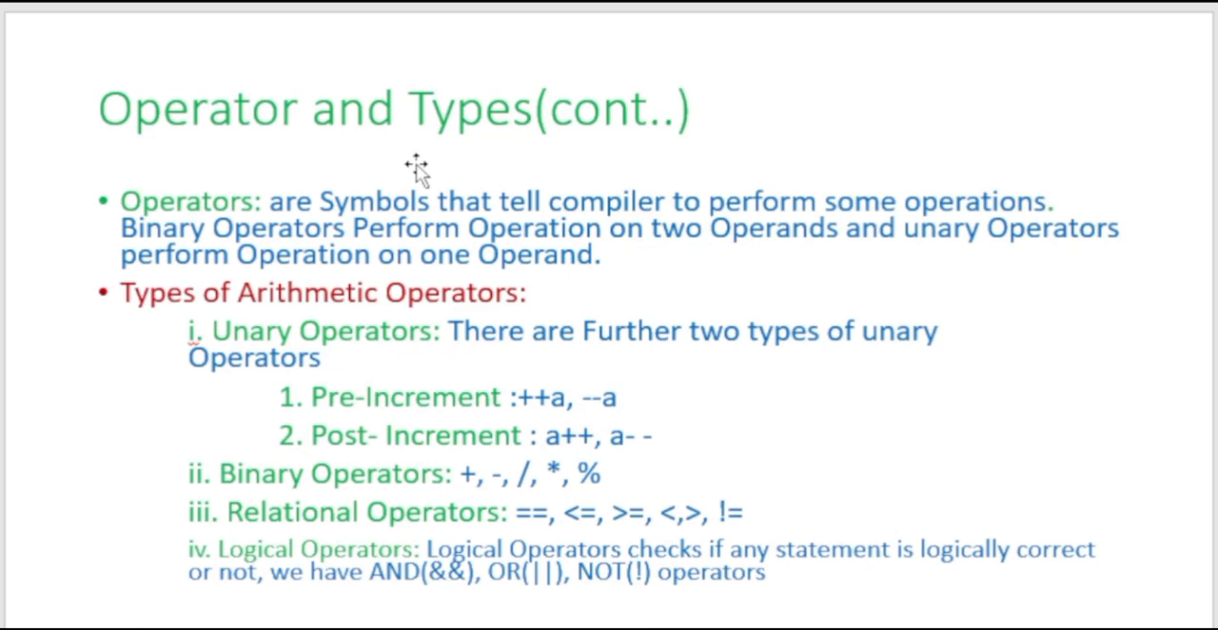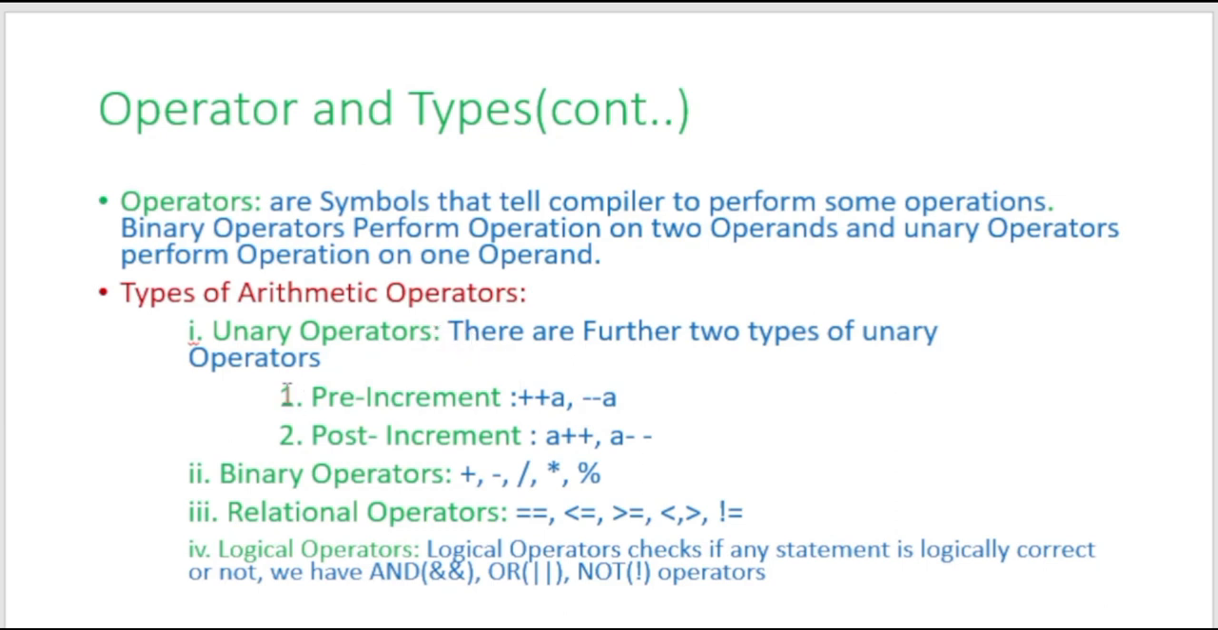For example, binary operators perform operations on two operands or two values, while unary operators perform operations on one operand, right? So here we have some of the types of operators we have in Java and any other programming languages, right? First of all, we have unary operators. Unary operators are basically those operators which operate on only a single operand, right?